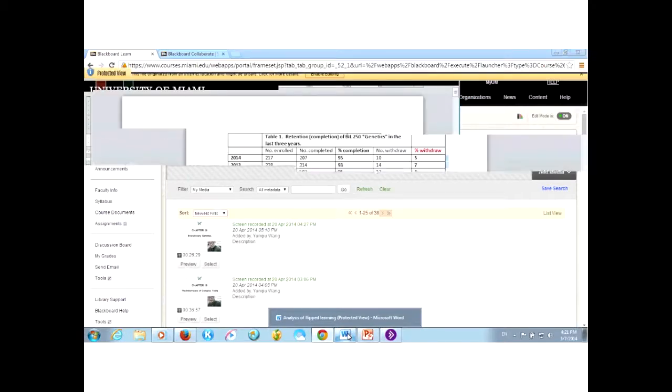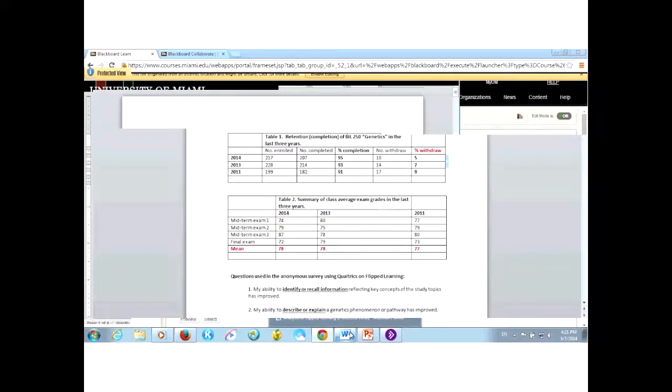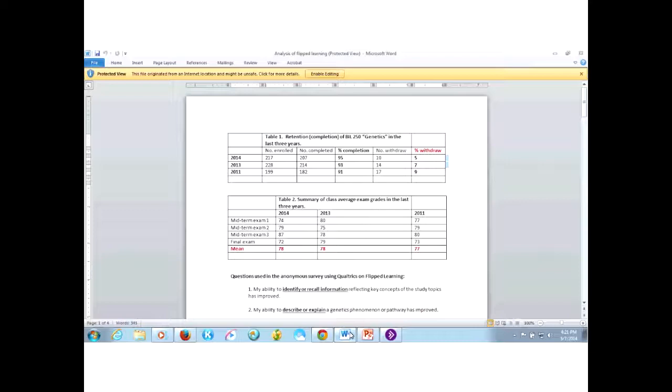And the last question I want to highlight: okay, now you try this new approach. How do students respond, and have students' grades suffered from this new approach? So I want to show you some very rough data. The first data that caught my attention was the retention. We always care about retention of our college students. So I'm using the completion of BIL 250 genetics.